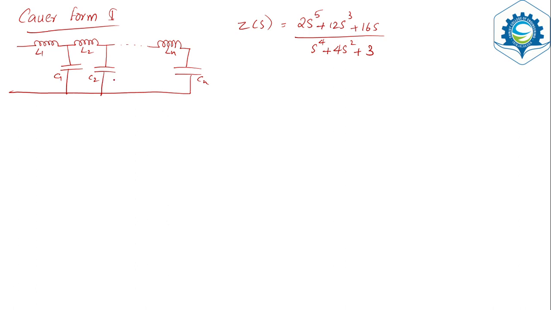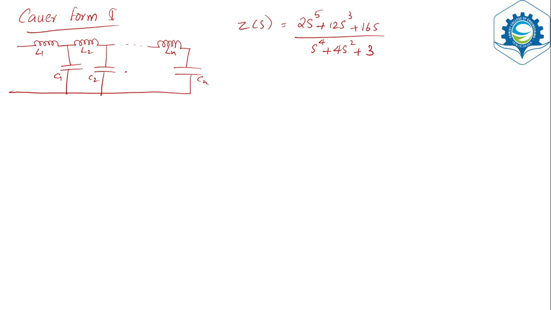Now, you already know that these methods are carried out to synthesize the circuit. Z of S is given in this particular case and we have to find out the Cauer Form 1 of the circuit. That means we are developing the circuit, and the Cauer Form 1 is given by inductors in series and capacitors in parallel.